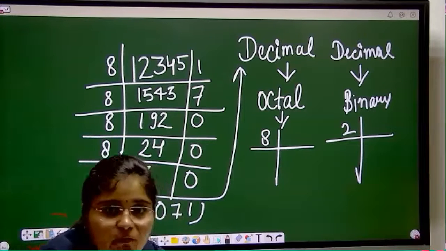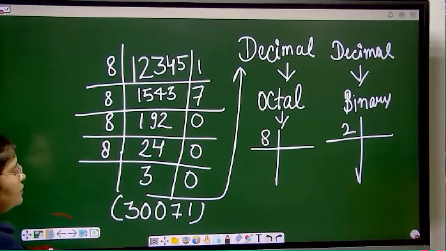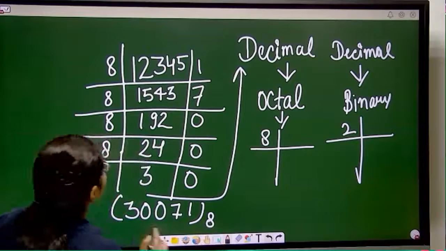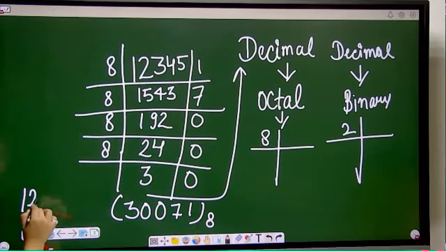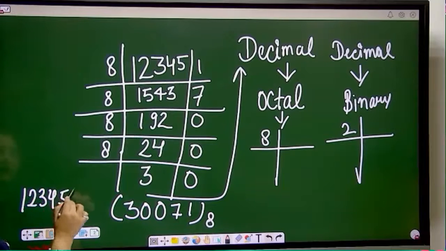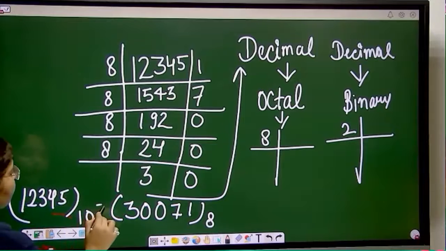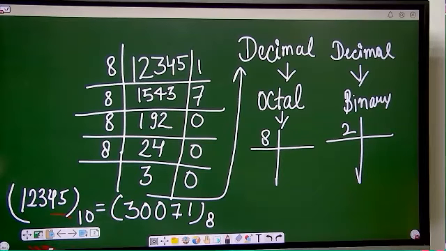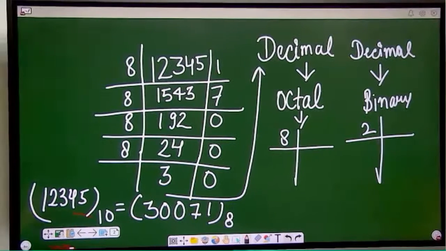Now you have converted decimal to octal. Now the base value for octal will be 8, and here you will write 1 2 4 5 with base value 10 equal to this. So in this way you can write your answer. Is it clear? Decimal to octal.